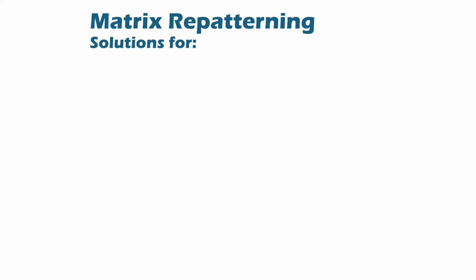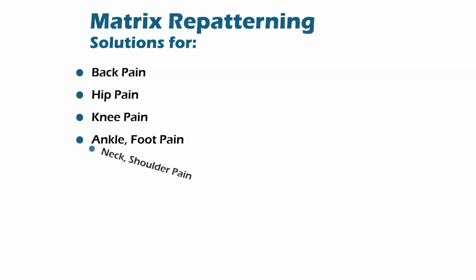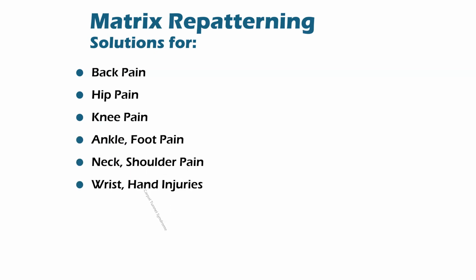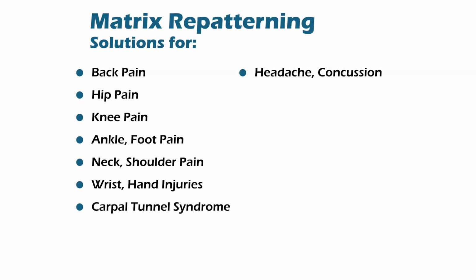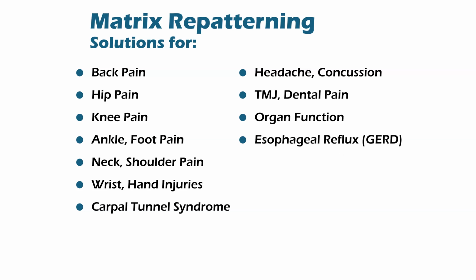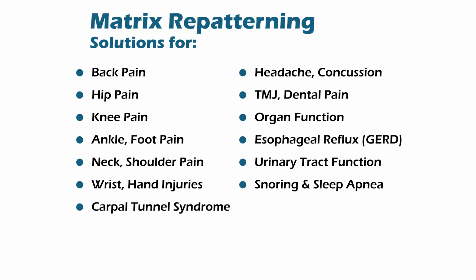So we've been able to apply matrix repatterning to many conditions over the years, back pain, hip pain, knee, ankle, foot, neck and shoulder pain, wrist, hand injuries, carpal tunnel syndrome, headaches and concussion, as we've talked about today, TMJ, dental issues, trigeminal neuralgia, for example, various forms of organ dysfunction, including incontinence and digestive disorders, esophageal reflux, urinary tract function. Snoring and sleep apnea is a very large area that we've been able to help with, which is often a mechanical issue. And of course, chronic pain in many forms.